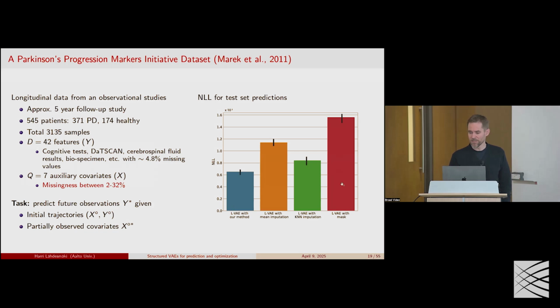So the red bar is something where we just don't care. We press enter and hope for the best. The orange bar shows the performance using the commonly used mean imputation for the covariates. This is a KNN imputation, and then this is our approach that handles the missing covariates variationally as well.